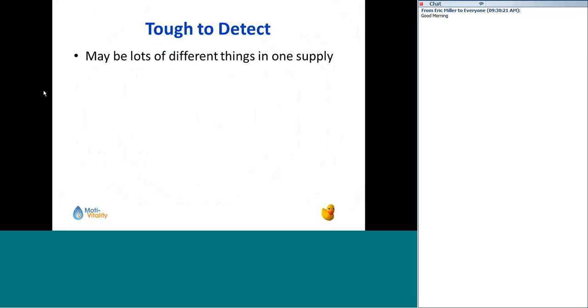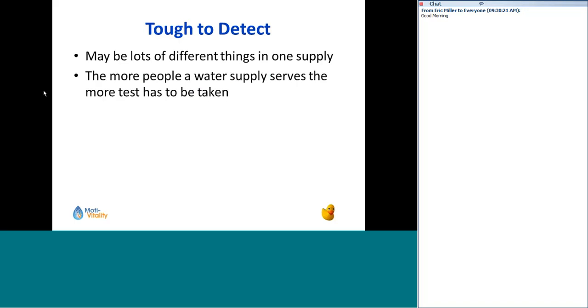The problem with a lot of the stuff that we run into, the organics and the stuff that can make the water non-potable, is that it's tough to detect because there could be a lot of different things in one supply. So just when you think you've got one thing figured out that's causing the trouble, it may be something else in the water that is doing it additionally. And the more people a water supply serves, the more tests have to be taken. That is part of the Safe Drinking Water Act. So there are more stringent requirements on a municipality that can afford it than there are on the smaller ones.